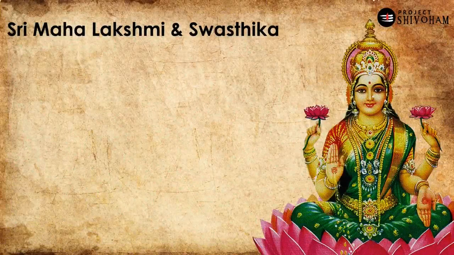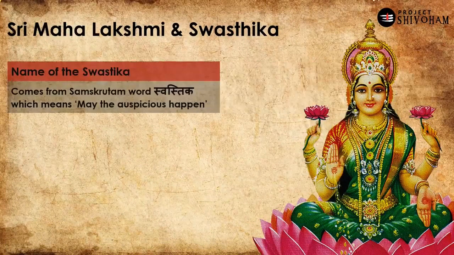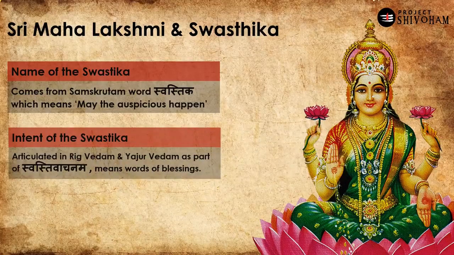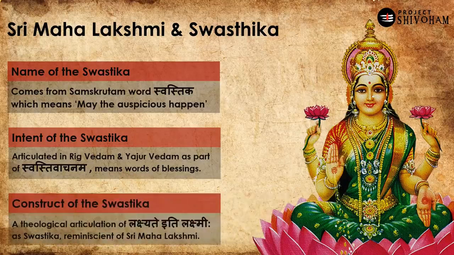Now wrapping it all up, the first one is the name of the swastika. It comes from the Sanskrit word swastika, which means may the auspicious happen. The second one is the intent of swastika, articulated in Rigvedam and Yajurvedam as part of the Swasti Vachanam, which means the words of blessings. And the third one is the construct of swastika, a theological articulation of Lakshyate iti Lakshmihi, representing a target or a lakshya, and is reminiscent of Sri Mahalakshmi. Now the name, intent and the construct, all three perfectly add up, and this is the reason why swastika represents prosperity, well-being and happiness in human lives.